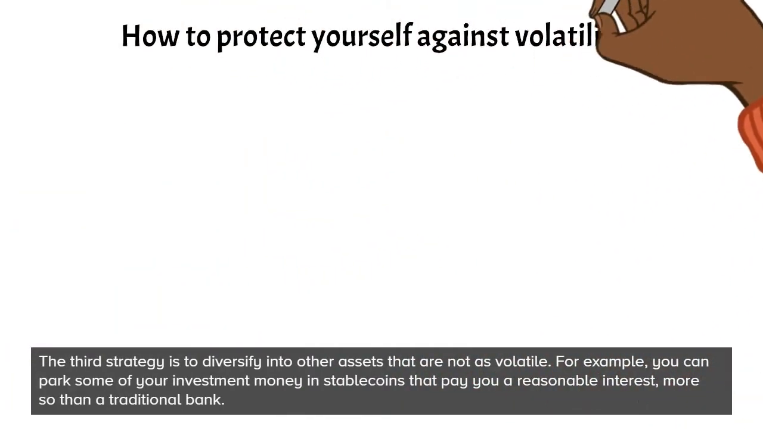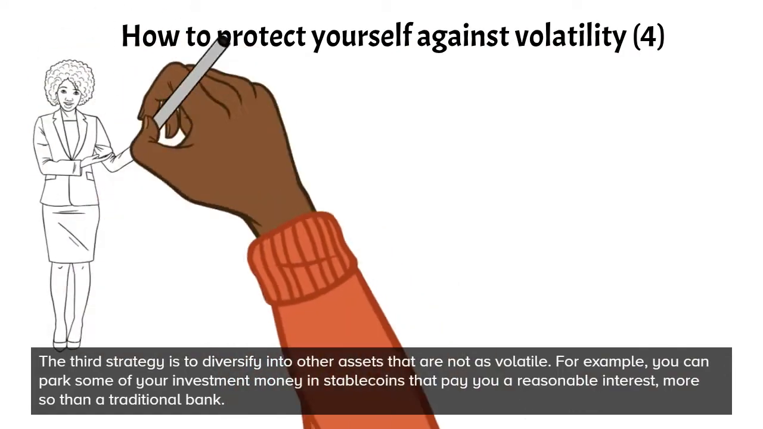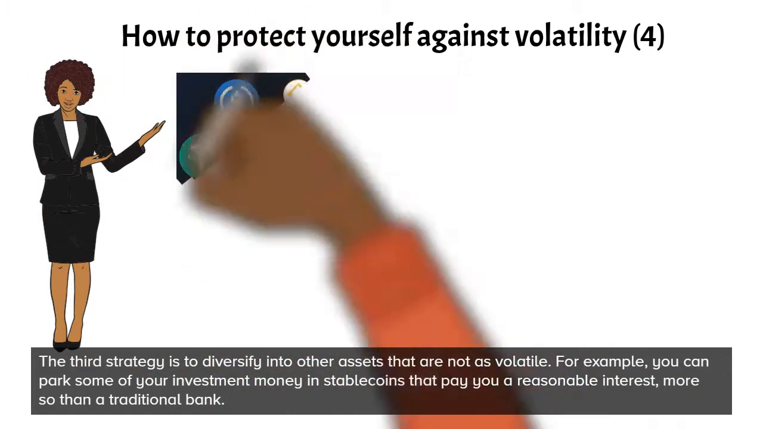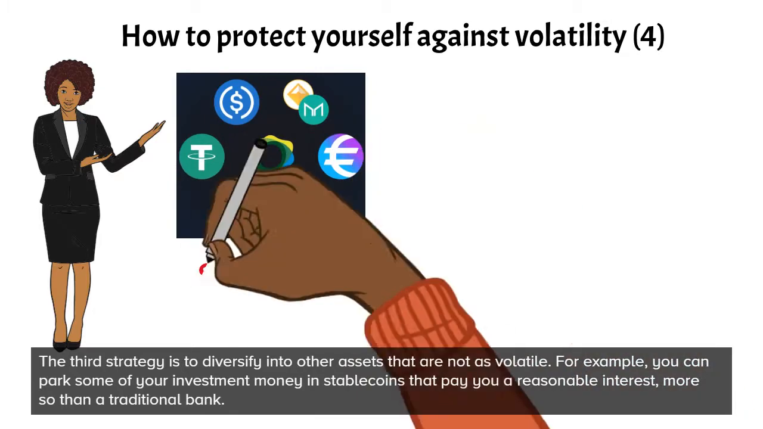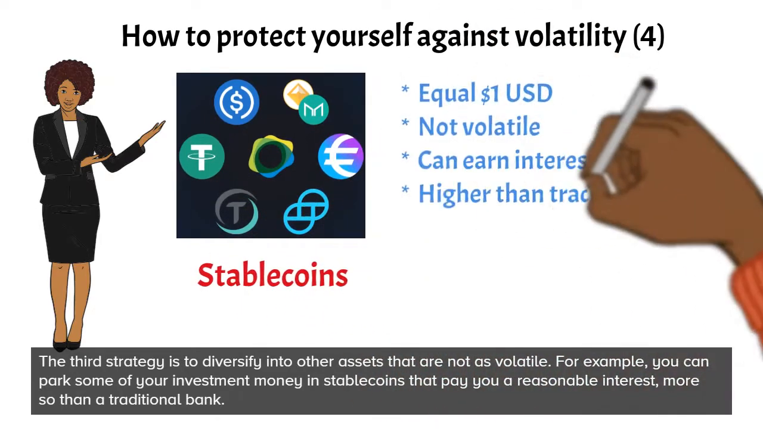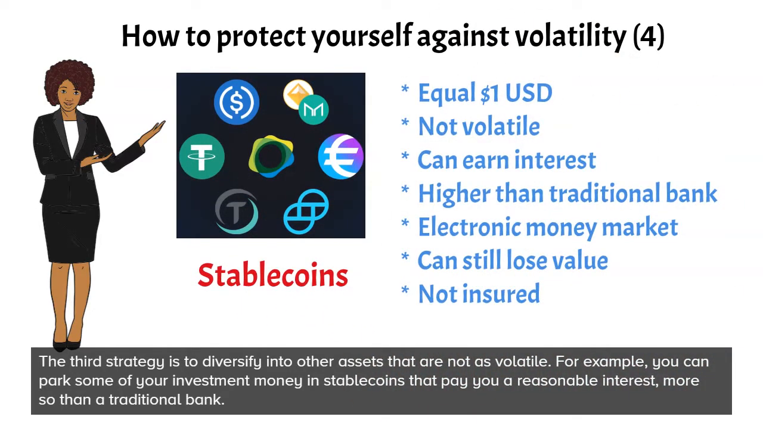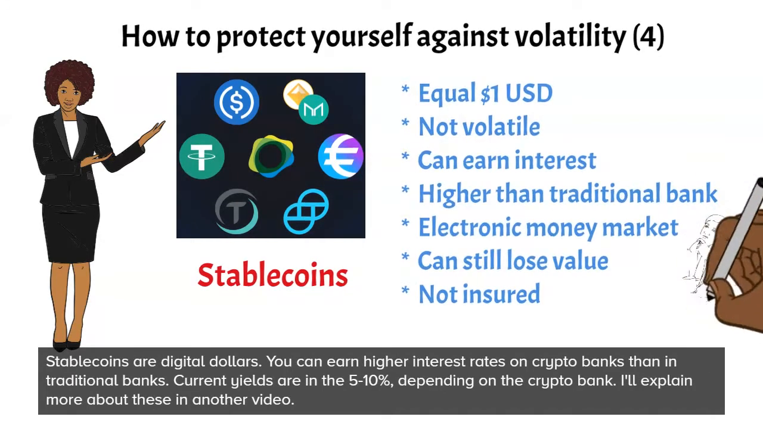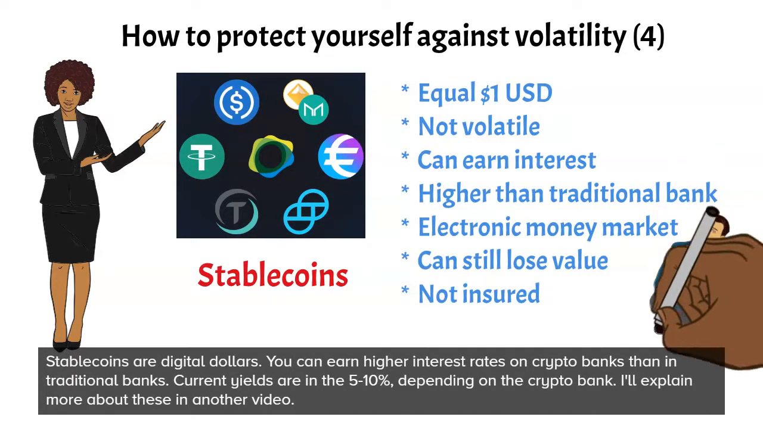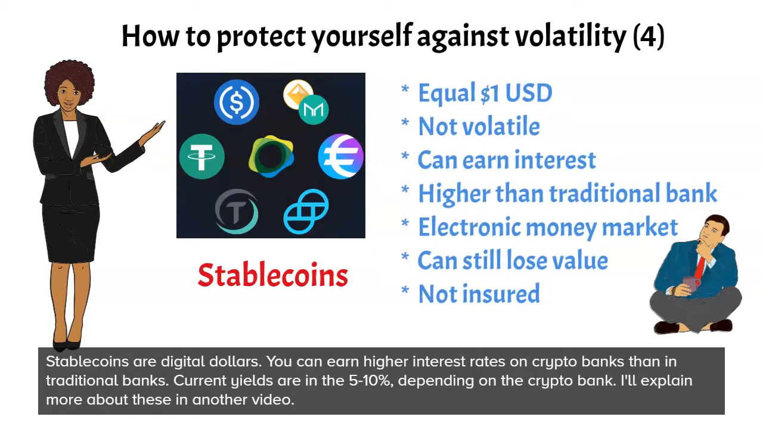The third strategy is to diversify into other assets that are not as volatile. For example, you can park some of your investment money in stablecoins that pay you a reasonable interest, more so than a traditional bank. Stablecoins are digital dollars. You can earn higher interest rates on crypto banks than in traditional banks. Current yields are in the 5 to 10% range, depending on the crypto bank. I'll explain more about these in another video.